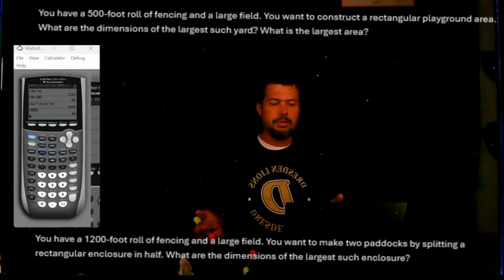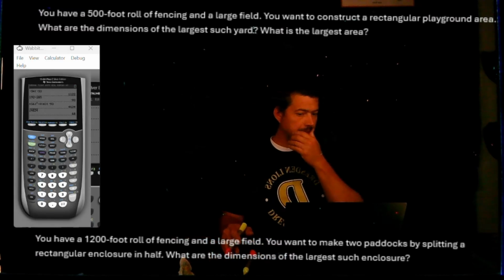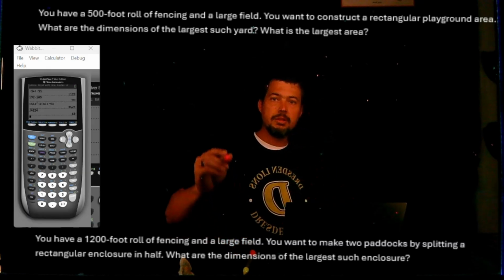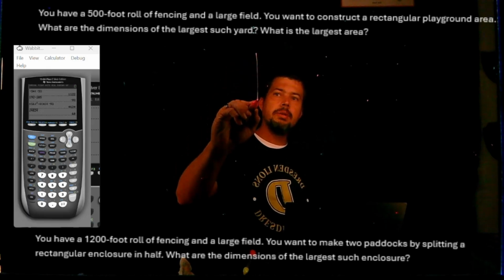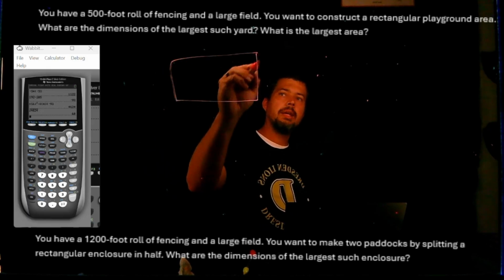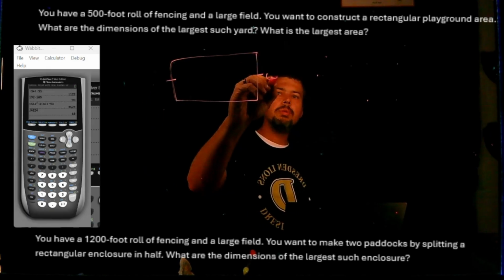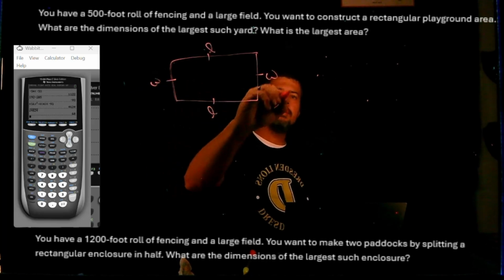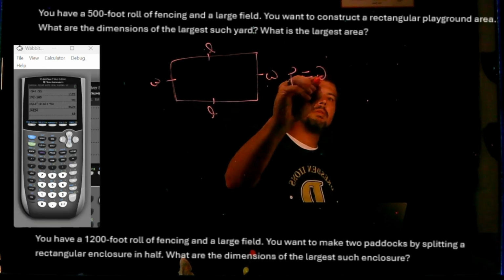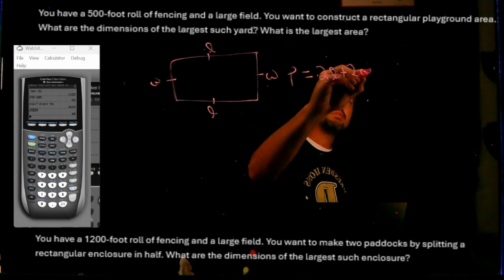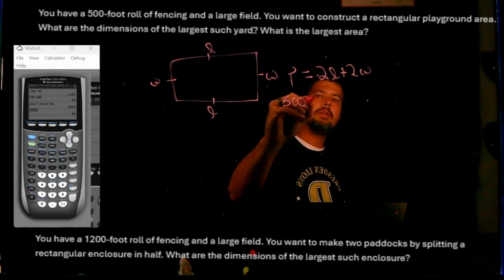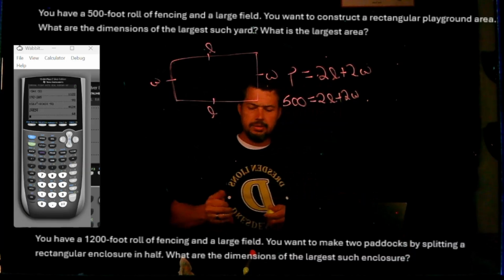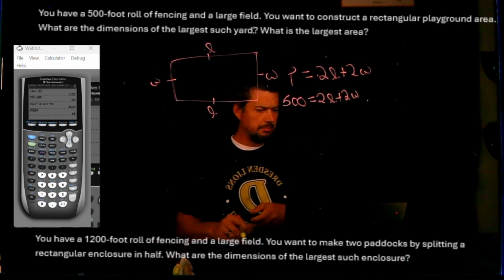There we go. You have a 500-foot roll of fencing and a large field. You want to construct a rectangular playground. What are the dimensions of the largest such yard? So this one has all 4 sides, and you've got your widths and your lengths. The perimeter is the default perimeter for a rectangle, which is 2 lengths plus 2 widths, and it's 500 feet. A lot of people teach these only in terms of x, but I like to stick with geometry and keep my lengths and widths in here.